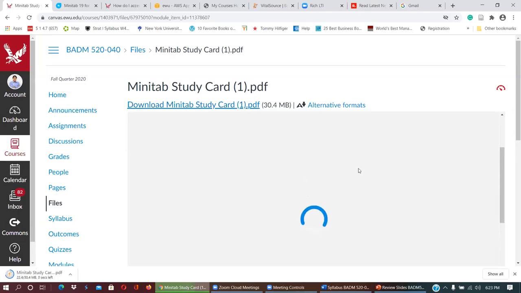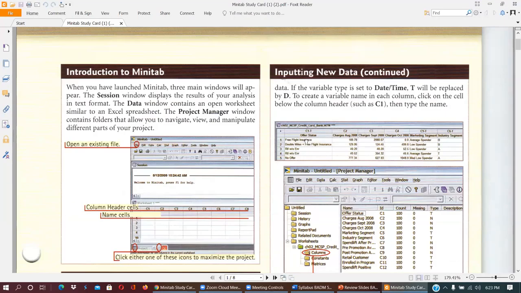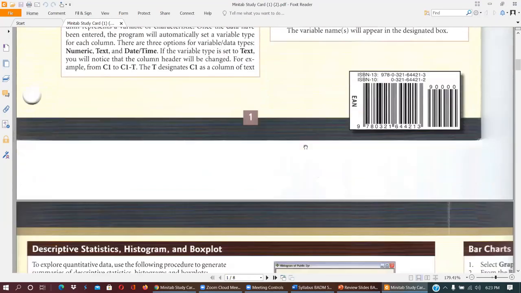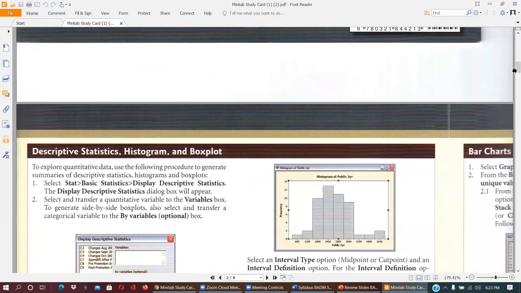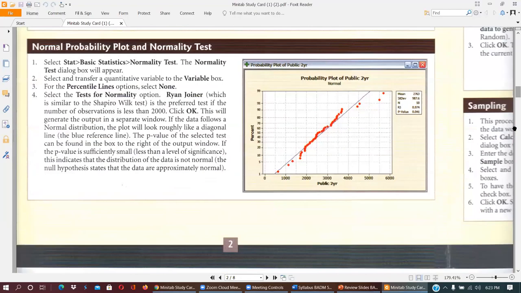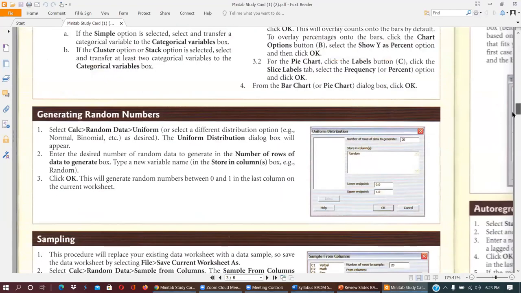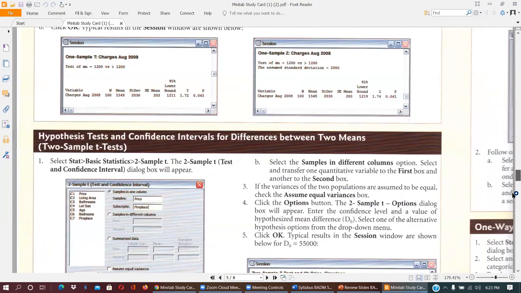It is taking a little bit of time. Anyway, this is a 2-3 page or 4 page card, briefly. Yeah, I think you can see. So basically, this is a couple of pages, Pearson, showing how you can do different statistics, how you can do different graphs. So this is the basic.